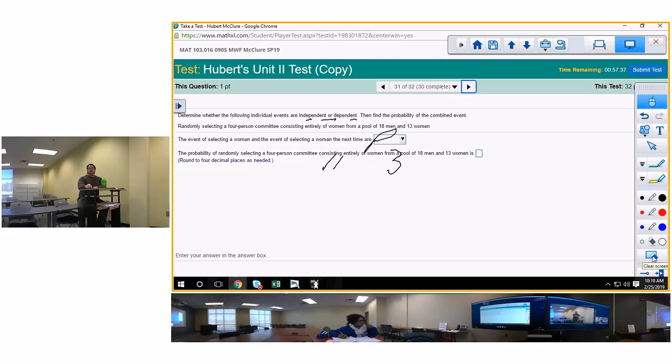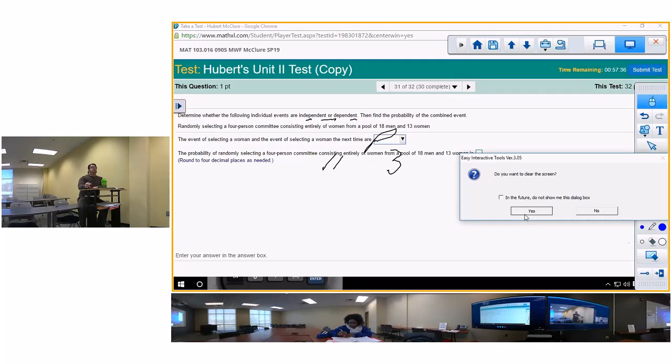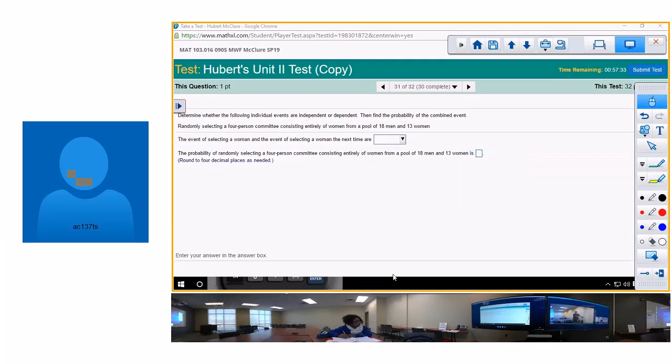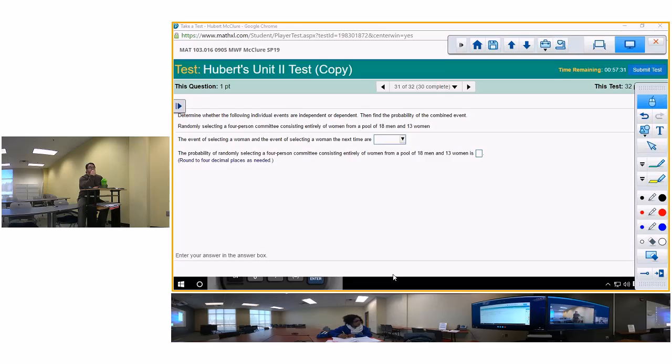All right, this one. Determine whether the following individual events are independent, which means with replacement, or dependent. Randomly select a 4-person committee. Remember, these are bodies. So bodies cannot be what? They cannot be repeated, but it also says a 4-person committee, so this is a combination. Oh, no, wait a minute. Of 18 men and 13 women.